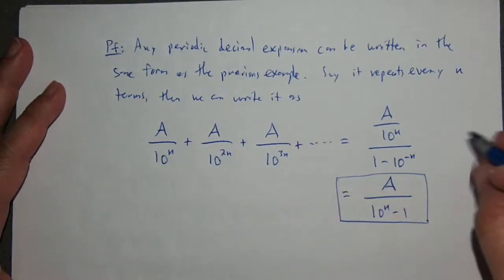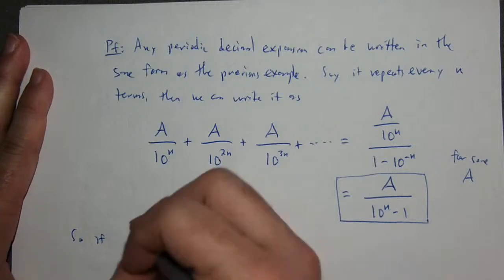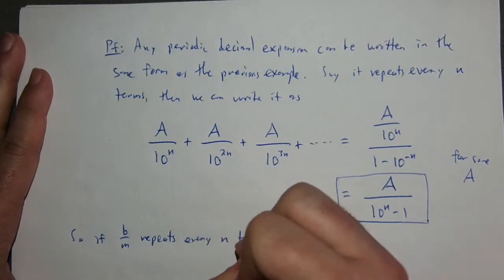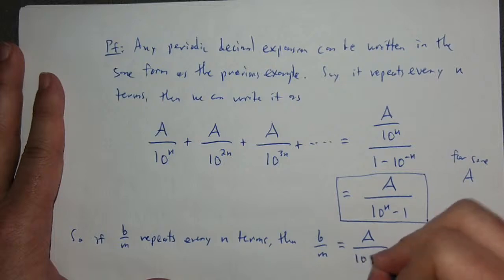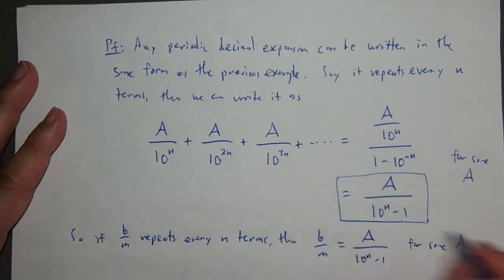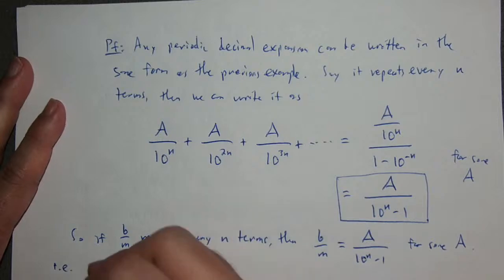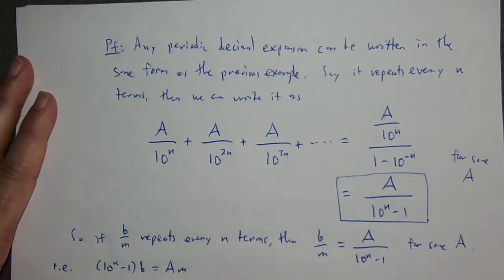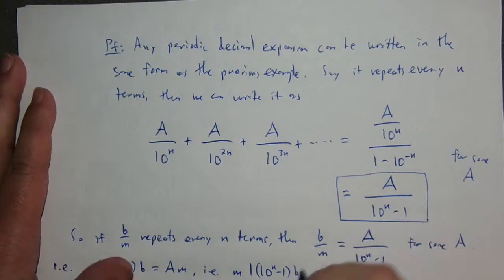So, for some a, if b over m repeats every n terms, then b over m is equal to a over 10 to the n minus 1 for some a. That is, cross multiplying here, 10 to the n minus 1 times b is equal to big A times m, that is, m divides 10 to the n minus 1 times b.